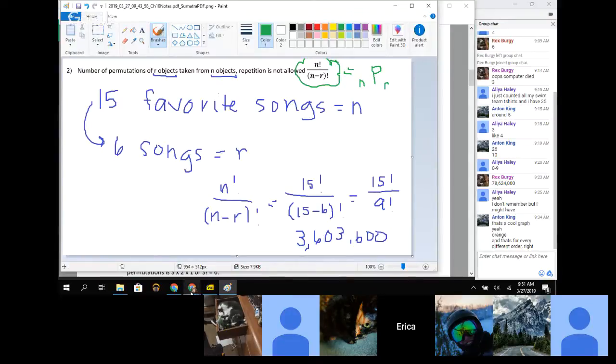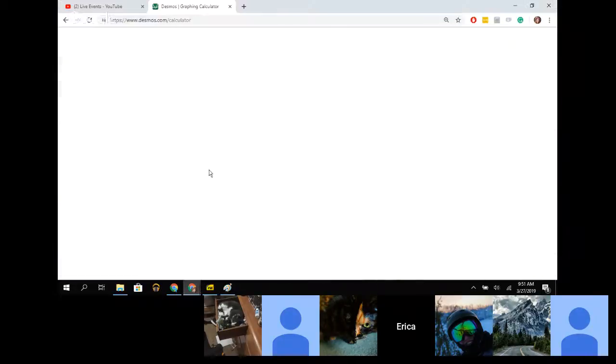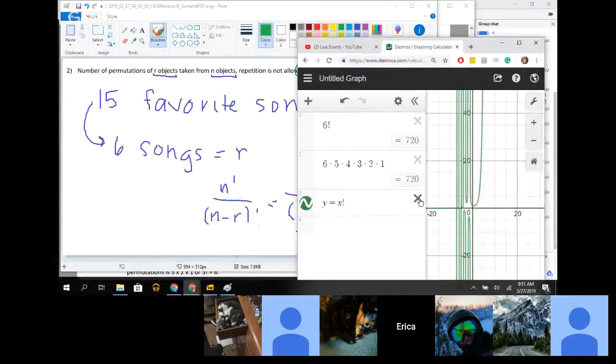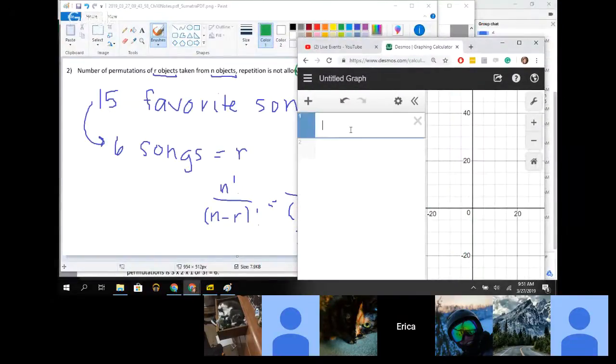I'm not explaining this super well, but let me just show you, because I think it makes more sense when you see it. We said we had 15 songs, which could be played in all combinations, and then we are only picking 6 of those songs, so it's 15 minus 6. That's how we end up with our 3,603,600.